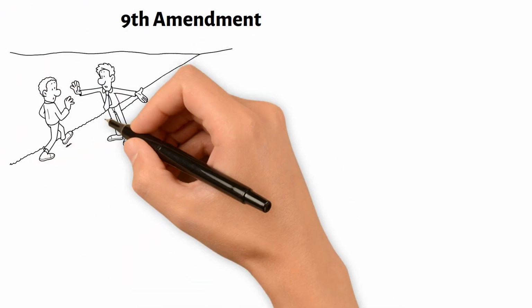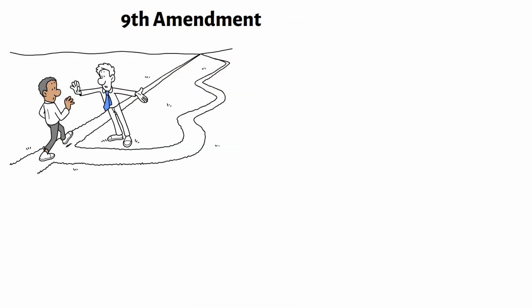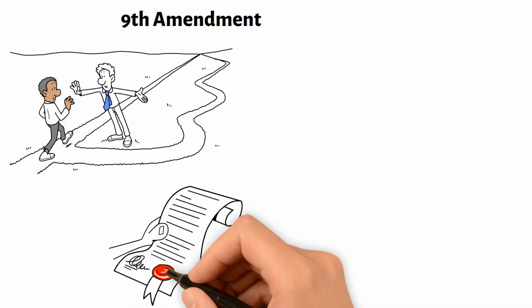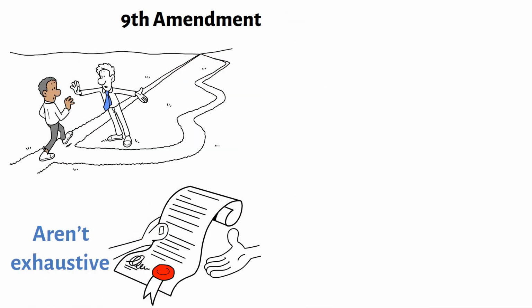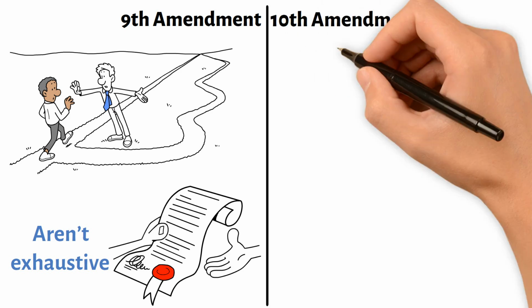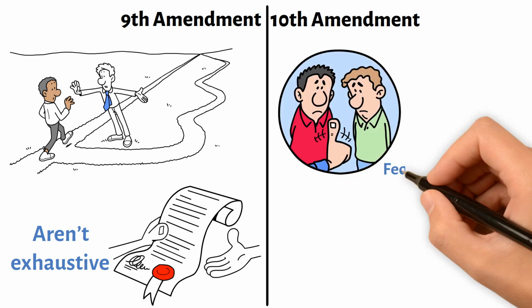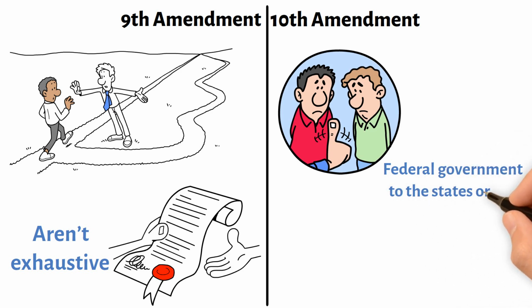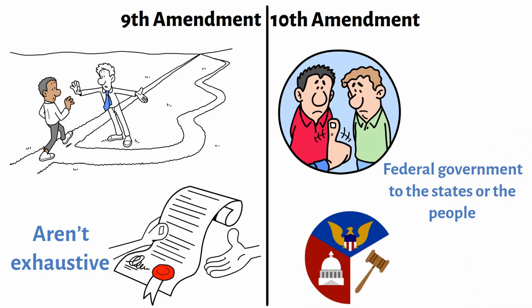Ninth Amendment states that the people have rights beyond those specifically listed in the Constitution, reinforcing that the rights in the Bill of Rights aren't exhaustive. 10th Amendment reserves powers not delegated to the federal government to the states or the people, emphasizing federalism.